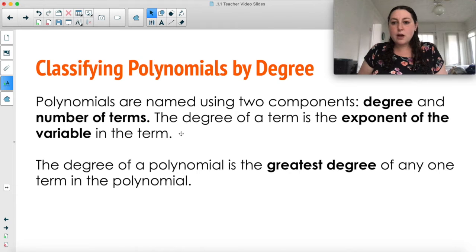All right, so now let's talk about how we classify polynomials, meaning what we call them. They're named using two components: degree and number of terms. Degree is the exponent of the variable, and in a polynomial, it's whichever term has the greatest degree. That's the degree of the polynomial. And we have special names for those.